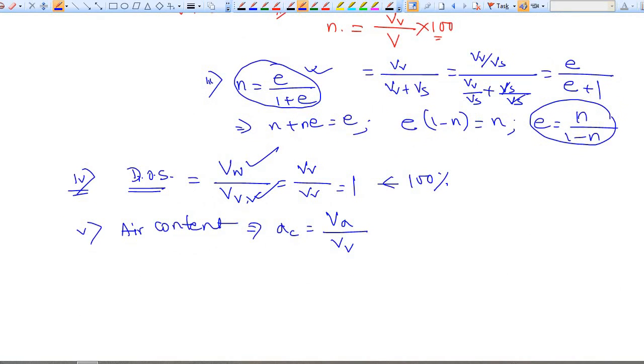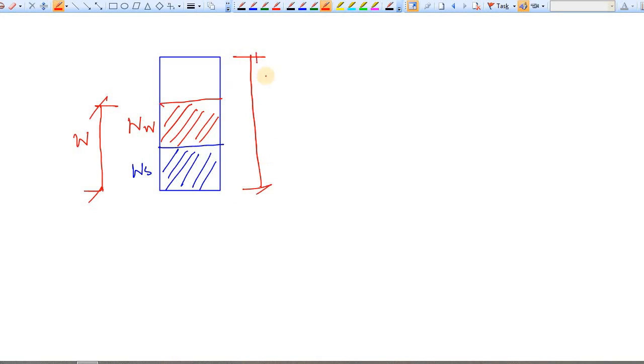Now go to the relations which can be defined from weight. For that, again draw the three-phase system of the soil. Let's say this is the solid of weight Ws. Let's say this is the water with weight Ww, and we neglect the air in case of weight. So total weight is this much, that is W. In case of volume, we have taken this as the total volume, but in case of weight, we take only this much because the weight of air is neglected.